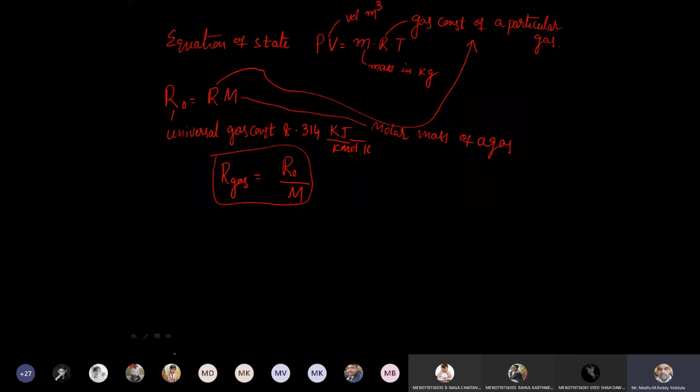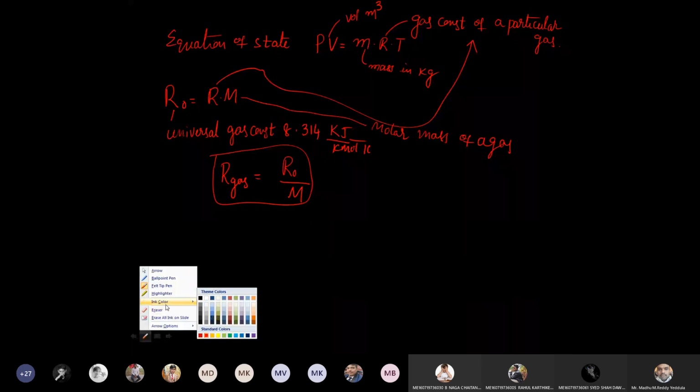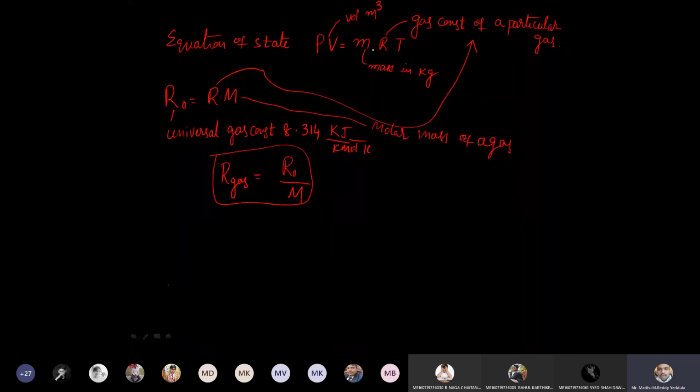You should not get confused, because R is only the gas constant of that particular gas, and for the universal gas constant we can use the symbol R naught or RU. Don't worry about that. That is nothing but the gas constant R multiplied by the molecular mass.